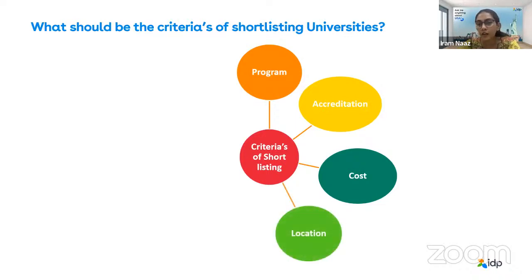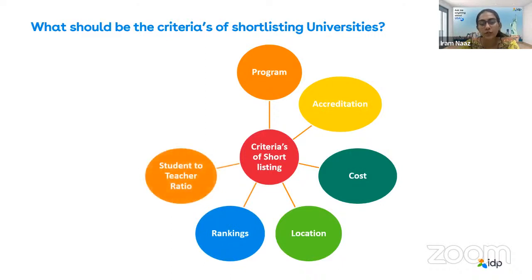And next is location. As I said, if you're planning for states like Texas, the climate is going to be more or less the same as India. And if you're planning for New York or Minnesota or Wyoming, then the climatic conditions are going to be a bit extreme. And the rankings of the universities also.